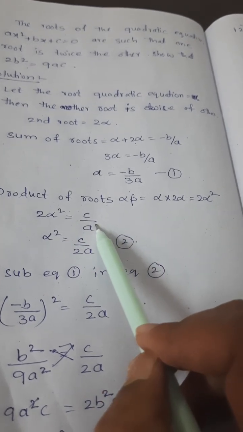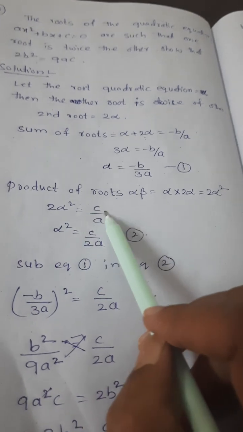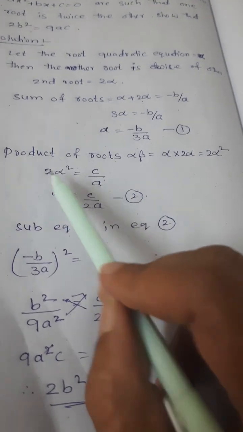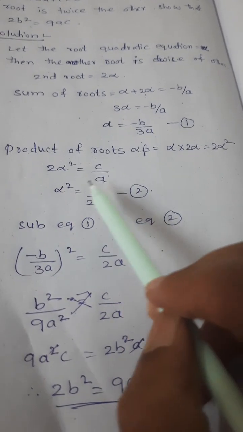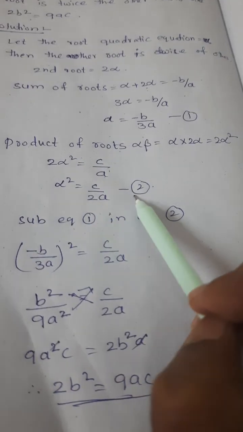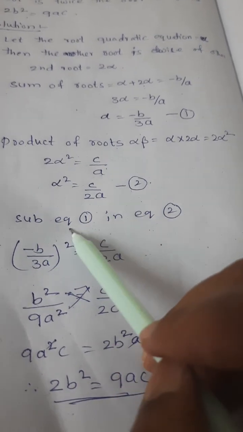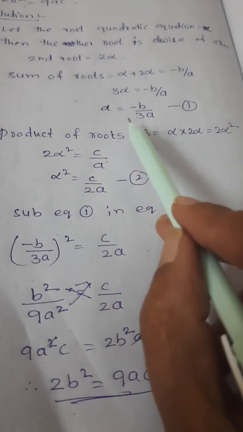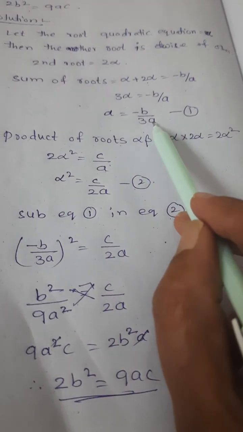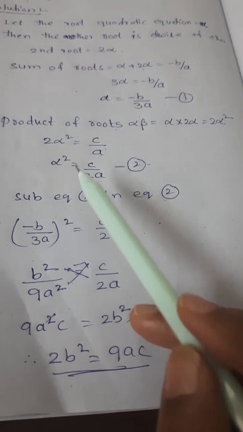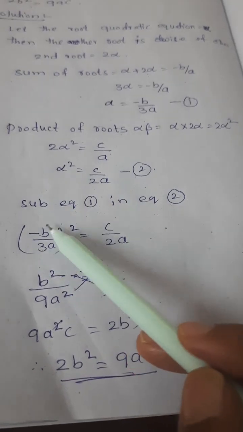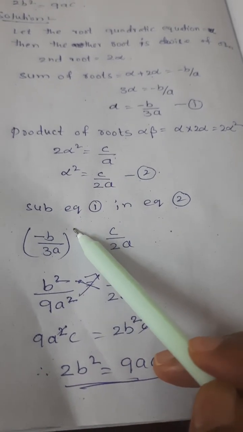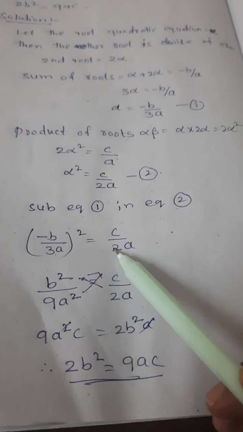So 2 alpha square is equal to c by a. Transpose to this side, alpha square is equal to c by 2a. This is equation 2. Substitute equation 1 in equation 2, where alpha is equal to minus b by 3a. Here alpha means (minus b by 3a) whole square is equal to c by 2a.